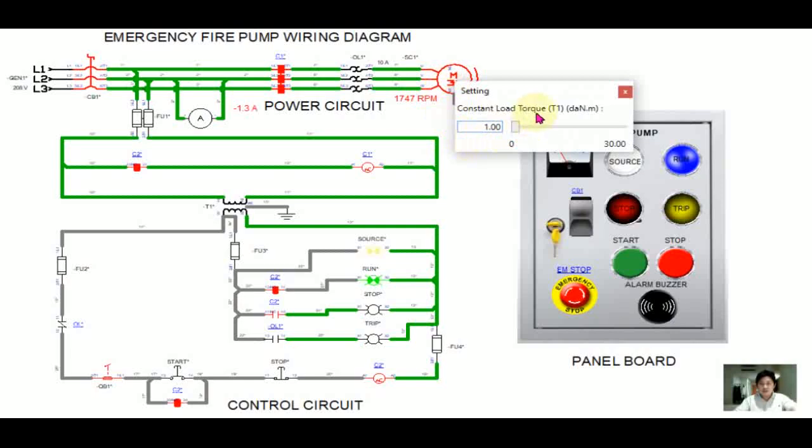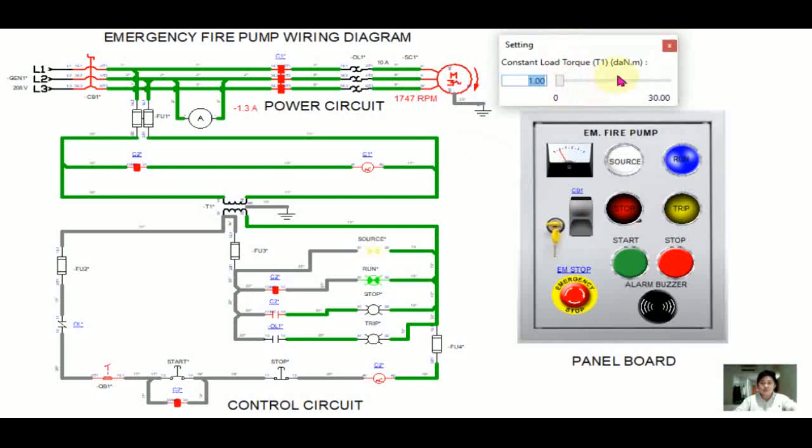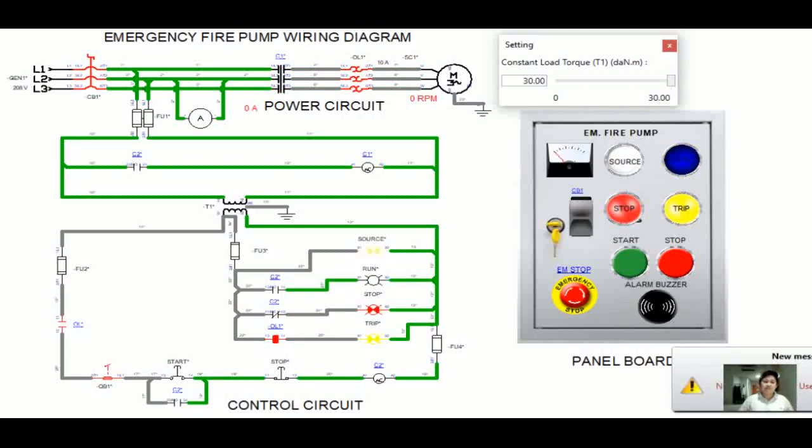So now I will simulate. I will put here additional load. So this is the constant load torque. So I will put additional load. What will happen? We will see what will happen to the motor now. As you can see, the motor suddenly breaks because of the overload.